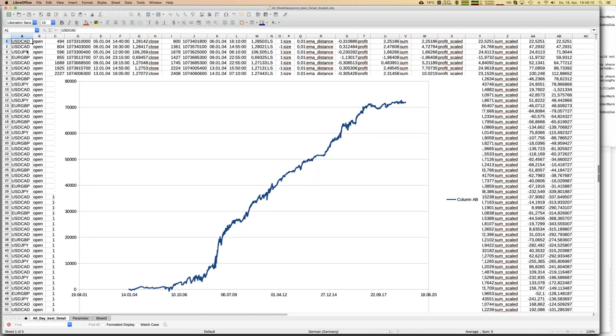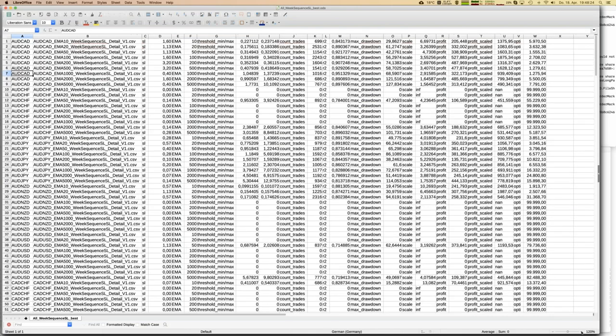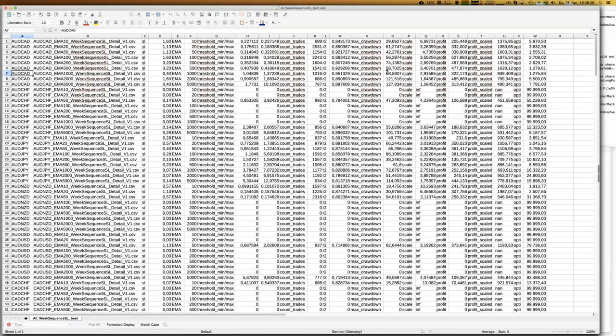But we can introduce a stop loss as well, just as a percentage value. Then the story repeats. So I can show you the results with stop loss as well. We get a new table here, but the logic is absolutely the same. You see different EMA values, and then besides that, we have minimum and maximum value for our distance thresholds.